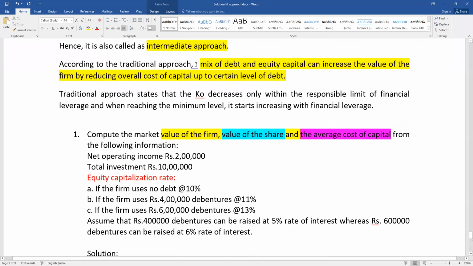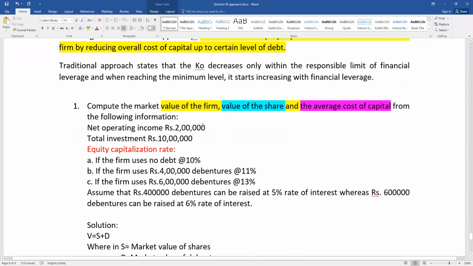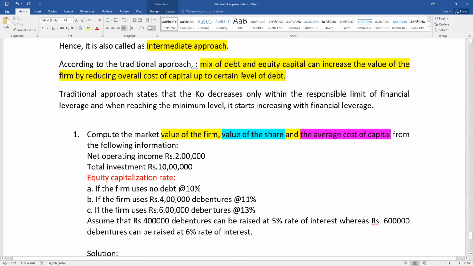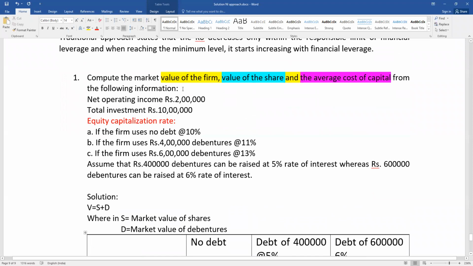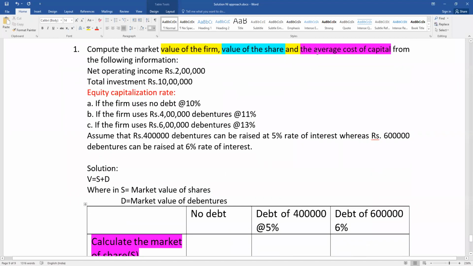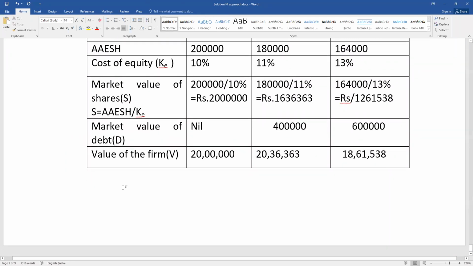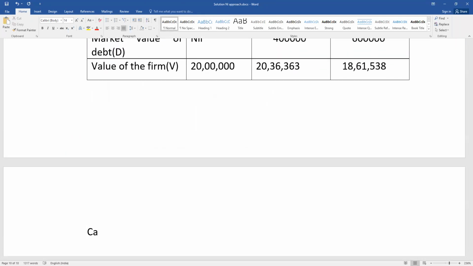So we have calculated the value of the firm. To calculate the value of the firm, we must have the value of the share, which was not given in the question. So we have already calculated the value of the share. So we are done with calculation of the value of the firm and the value of share. Now we are supposed to calculate the overall capitalization rate, or the average cost of capital. So let me take the table again.